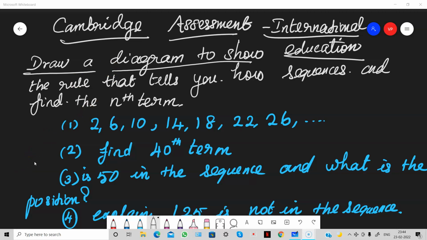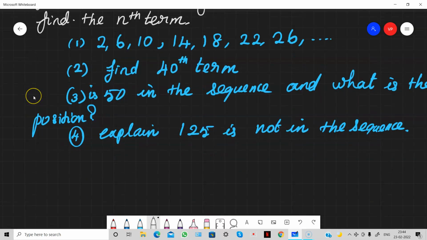Draw a diagram to show the rule that tells you how the sequence is formed, and what is the nth term. So we have 4 questions. They have given the sequence 2, 6, 10, 14, 18 and so on. Second, find the 40th term. Third, is 50 in the sequence, and what is the position of the term? Then explain why 125 is not in the sequence. So we have 4 questions, right?